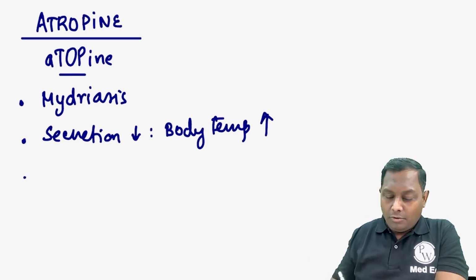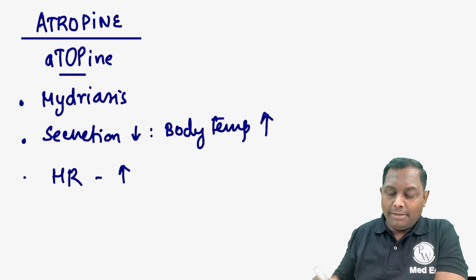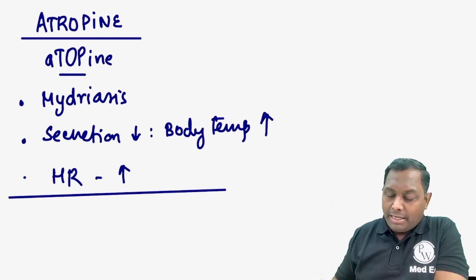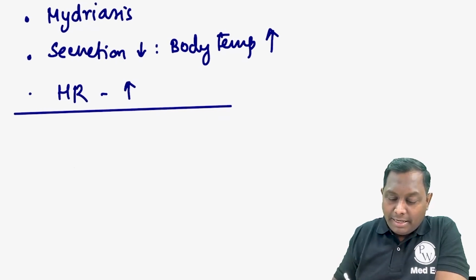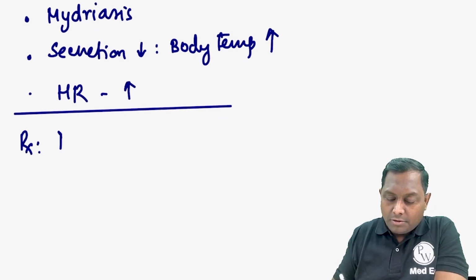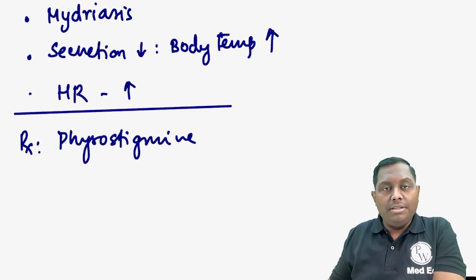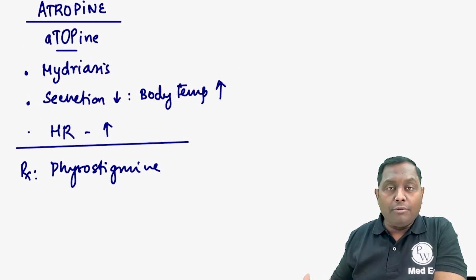Go a little more down to the heart rate. Heart rate will also be high. So everything is going to be on the top. Mydriasis. Because they are non-selective M3 antagonists, everything is seen here. A specific antidote for this is going to be physostigmine. Physostigmine is the specific antidote for atropine poisoning.